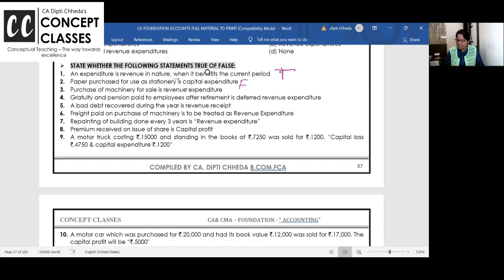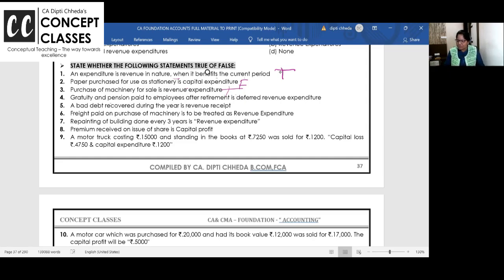Purchase of machinery for sale is revenue expenditure. You have purchased the machinery for sale. True. Generally, ma'am, purchase of machinery is a capital expenditure. But you have purchased it for sale. You are buying and selling machinery. So it's a revenue expenditure.